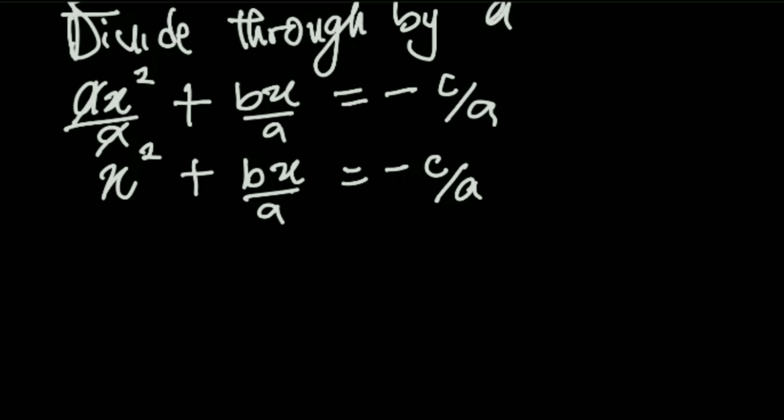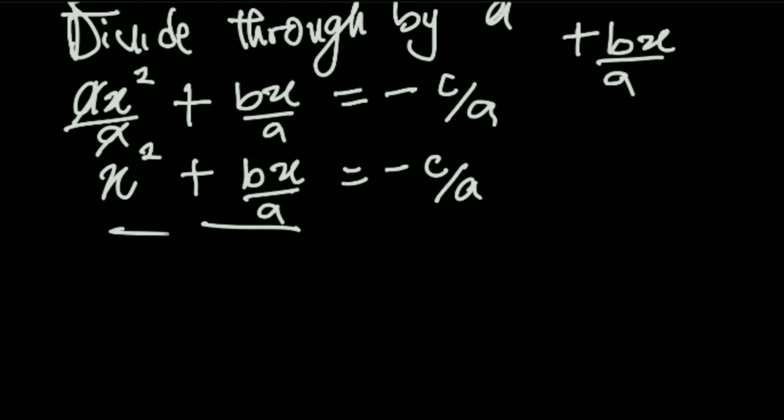What do we do to make this expression on the left hand side a perfect square? We add the square of half the coefficient of the linear term. The linear term here is plus bx over a, and the coefficient of x is plus b over a.